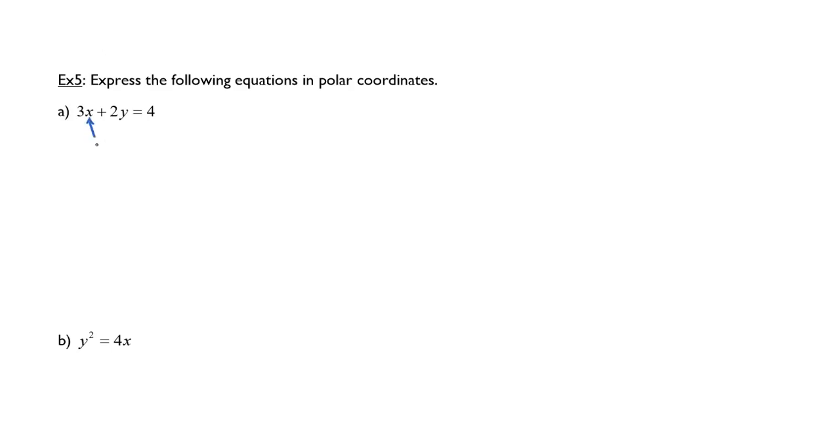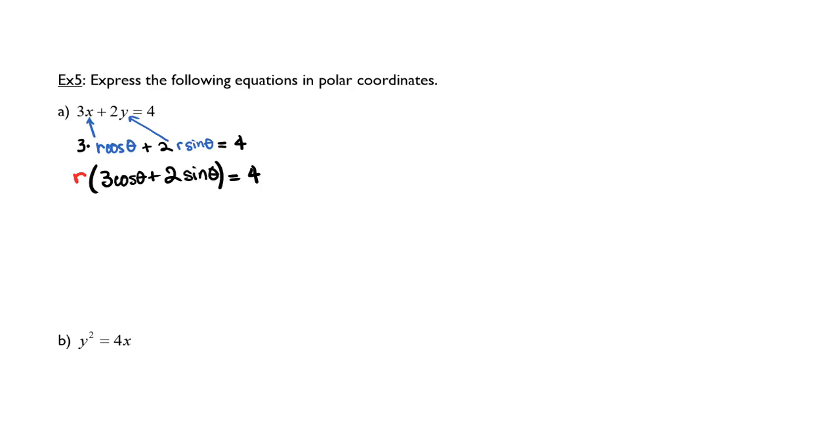I'm going to substitute r cosine of theta in for the x and r sine of theta in for the y. And then I'll just rewrite everything else next to it. So that will give me 3r cosine of theta plus 2r sine theta equals 4. From here, I'm going to factor out the r, which will give me r times 3 cosine of theta plus 2 sine of theta equals 4.